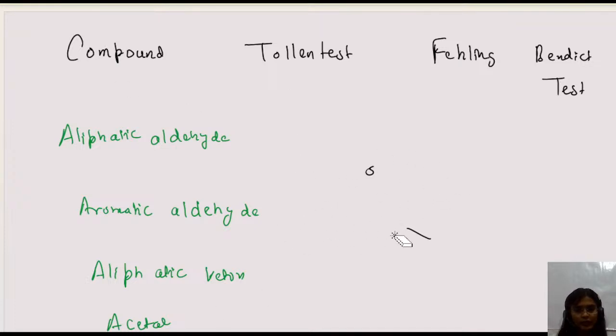Maybe you don't know about aliphatic, what is it? Aliphatic ketone, wait. So it's aliphatic ketone, and it's acetal. Some more points are left, but anyway, just answer this. First one, Tollens test positive for aliphatic aldehyde.